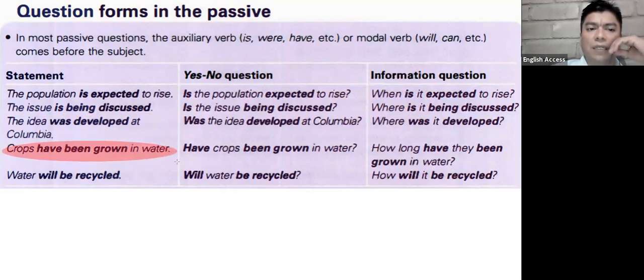Crops have been grown in water. Have crops been grown in water? How long have they been grown in water? Water will be recycled. Will water be recycled? How will it be recycled?